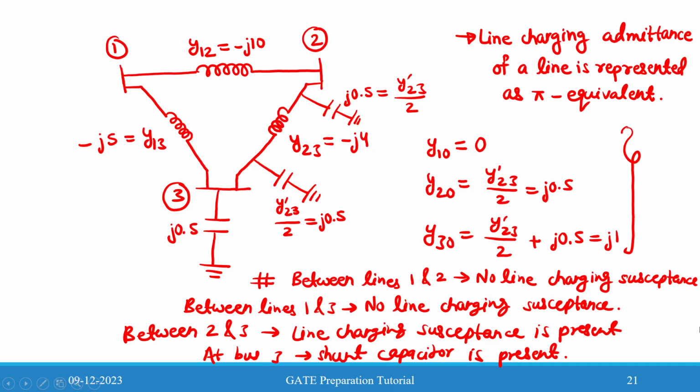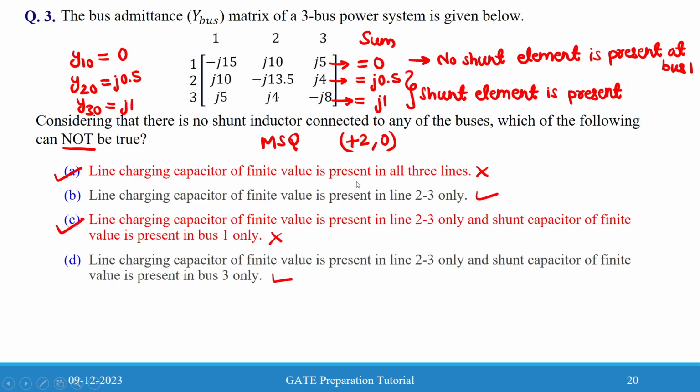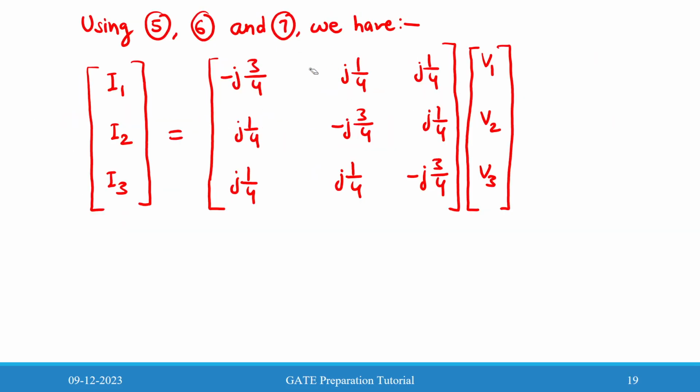So this will be j0.5, and similarly y30 will be y23 divided by 2 plus j0.5, that is j1. So all the elements we are getting from here, the shunt element value we can directly write from here. This not only gives the shunt element present, but it also gives the value. So y20 is equal to j0.5, y30 is equal to j1, we are getting from the matrix only. And since y10 was 0, there is no shunt element present at that bus.